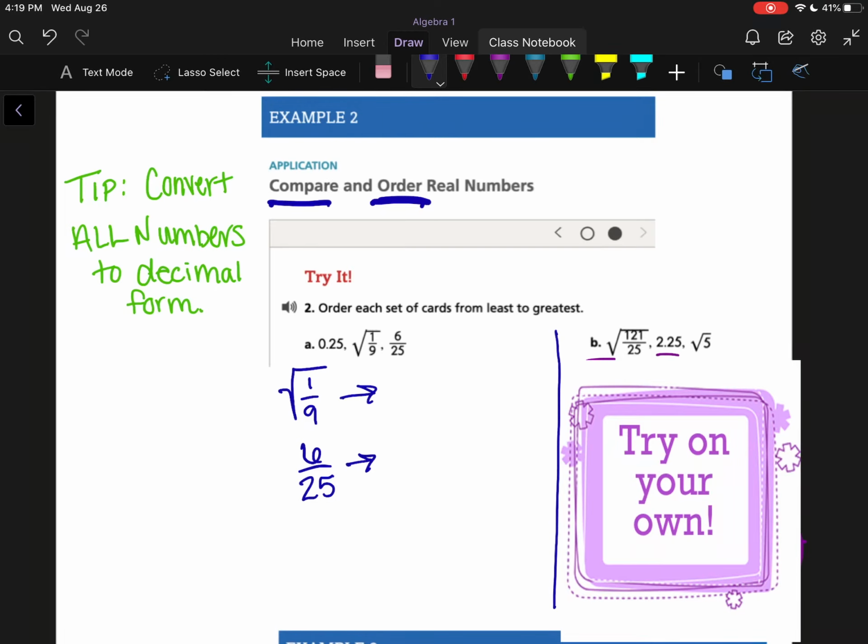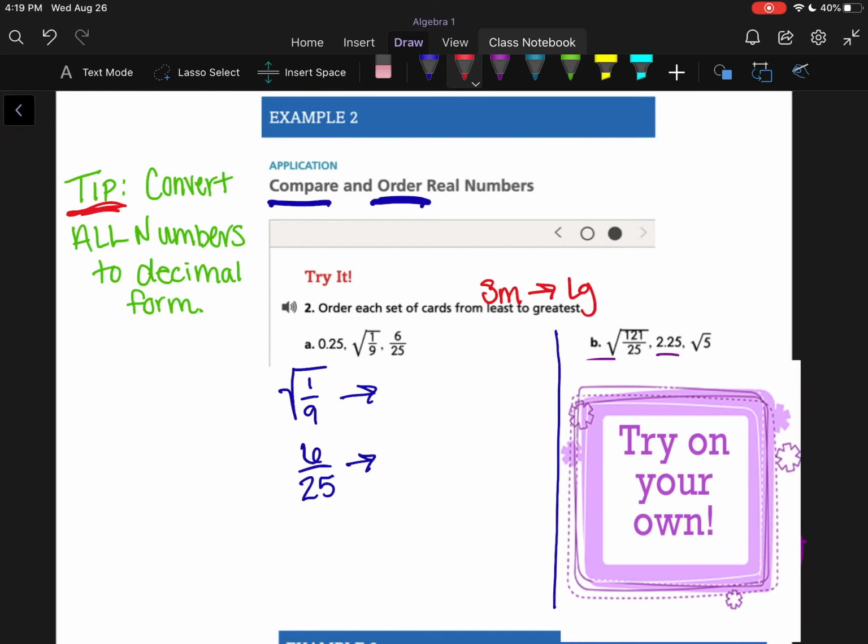Looking at example 2, part A, it says to order each set of cards from least, being the smallest, to greatest, being the largest number. The first thing I notice about these 3 numbers is that they are all in different formats, and that makes it hard to compare. So our main tip is we need to convert all numbers to decimal format. That will help us think of it kind of like money, like 25 cents, 24 cents, whatever, and put them in order from smallest to largest.